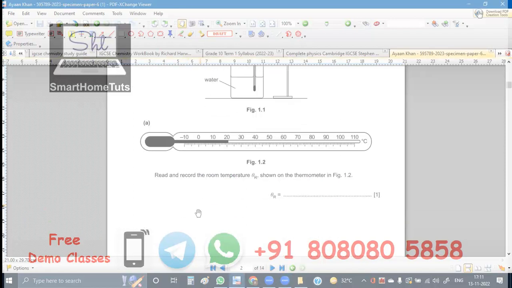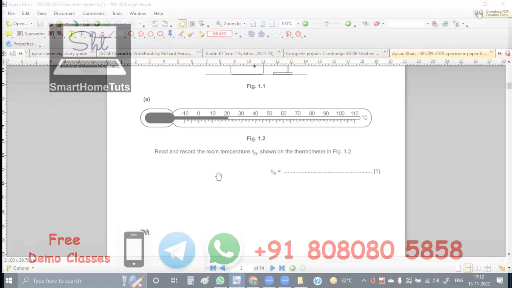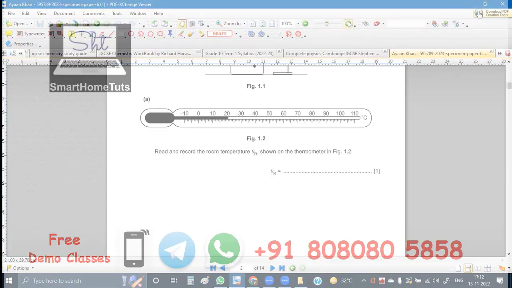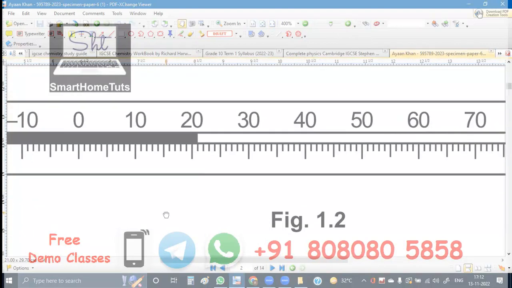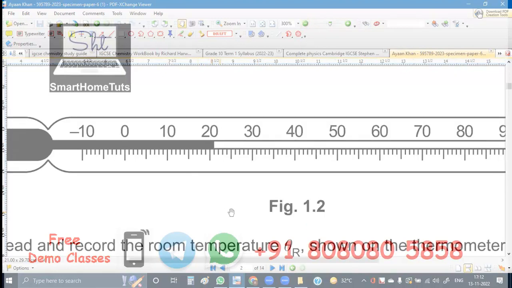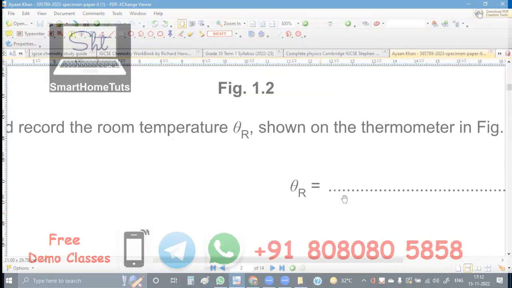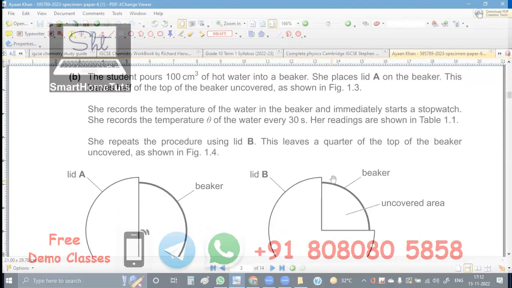The next part is, of course, the reading that we are supposed to take. This is a thermometer given. We can zoom in and take the reading. You can see I have zoomed in a lot. How much is the temperature? Just read the temperature. 21. Correct. The temperature is 21 degrees Celsius. I'm going to write that down later. This is the initial temperature.